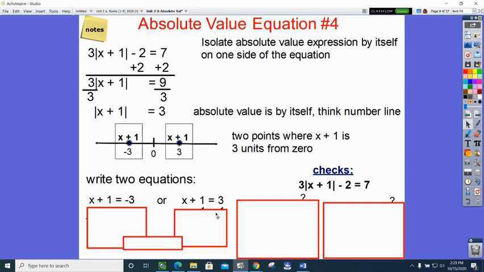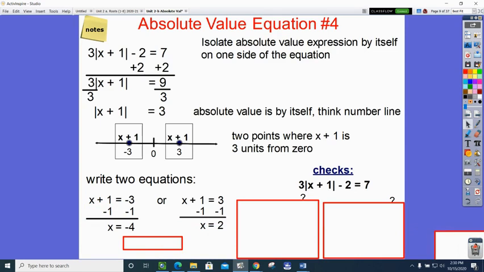And now you've got, what, a 1-step equation? So you're going to subtract 1 here, and get x equals -4. And you're going to subtract 1 here and get x equals 2. So your two solutions that should work in that original are -4 and 2.